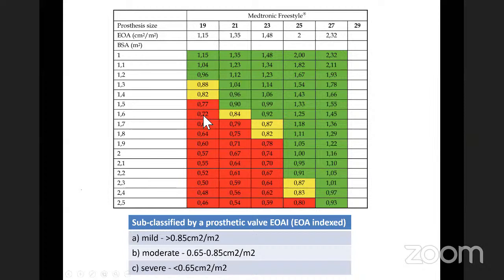The red zone otherwise is referring to patient prosthesis mismatch. If we end up with a valve and the indexed effective orifice area tends to be in this zone, then we just defeated the whole purpose of aortic valve replacement. We ended up with aortic stenosis.